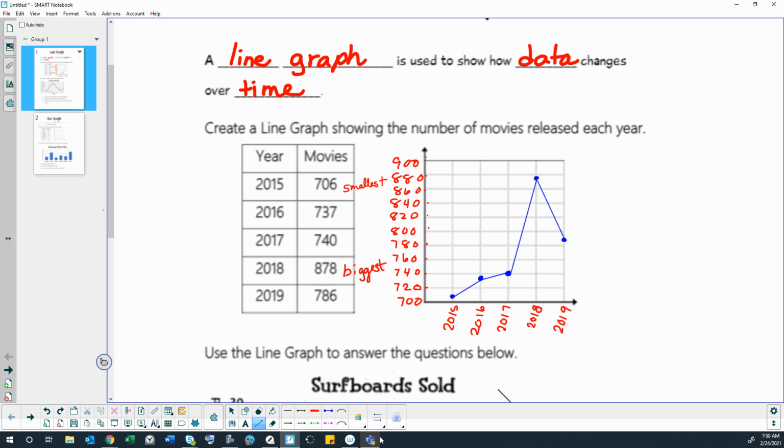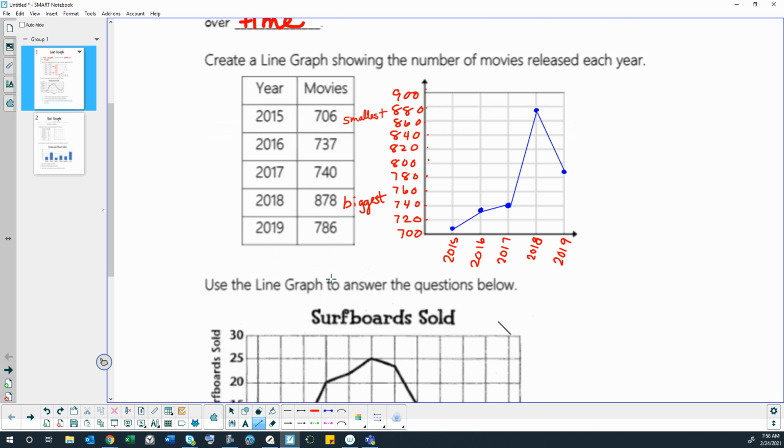So that line graph shows us how the data changes over time. There's a low increase here because the line is more flat, but there's a really big increase here because that line is more steep. It has a bigger slope, right? So you can look at the slopes of the lines to help see how fast or how slow something has changed relative to the other time periods.